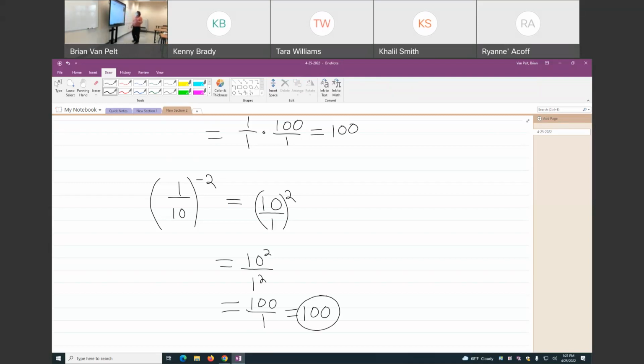So our goal here is to practice these things. We're going to give you a bunch of them with negative exponents and expect you to work it so that the end result will have positive exponents. So you can always take negative exponents and make them positive.